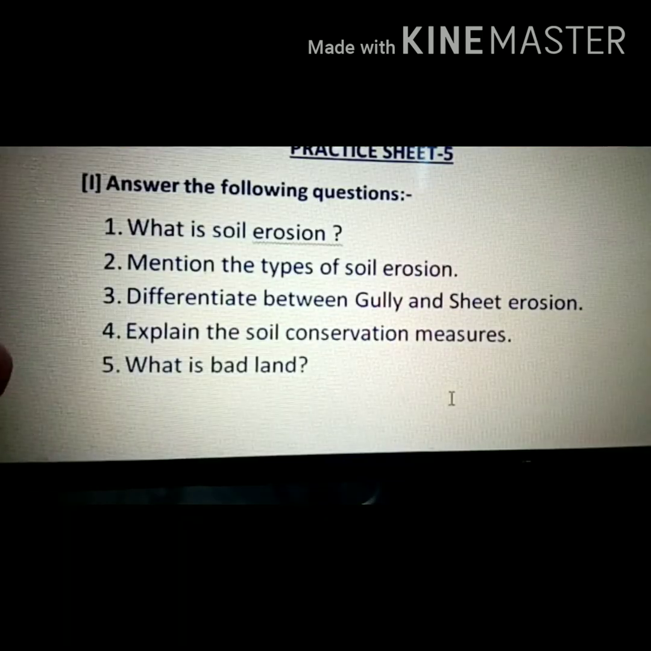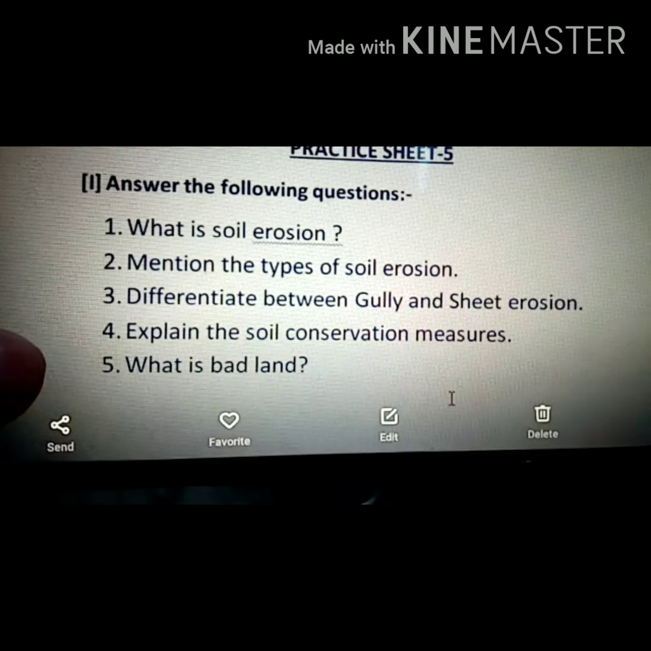Now this is your assignment. What is soil erosion? Mention the types of soil erosion, differentiate between gully and sheet erosion, explain the soil conservation measures. What is badland? Five questions are there.